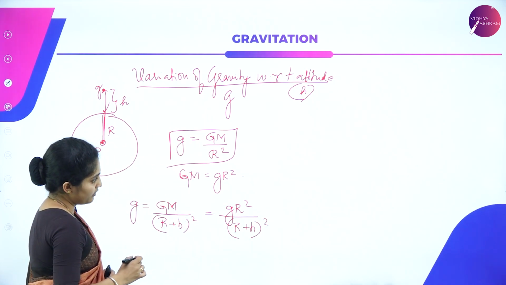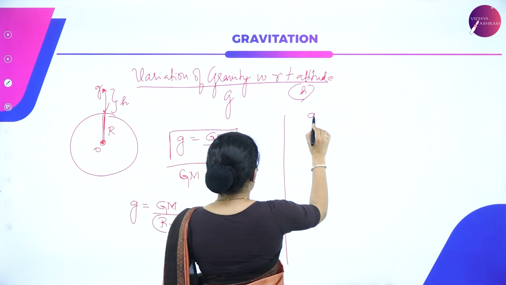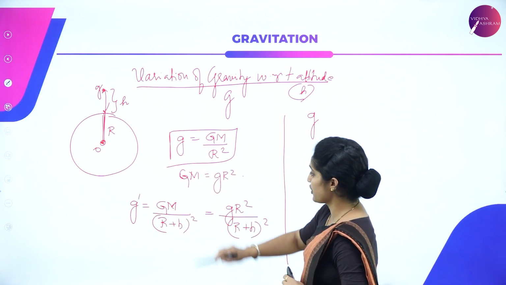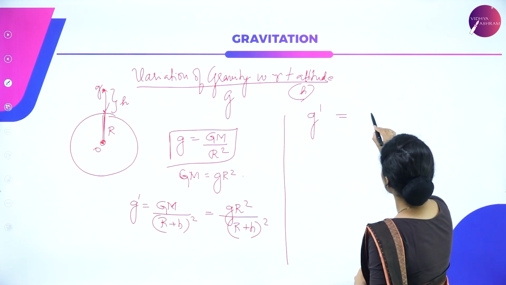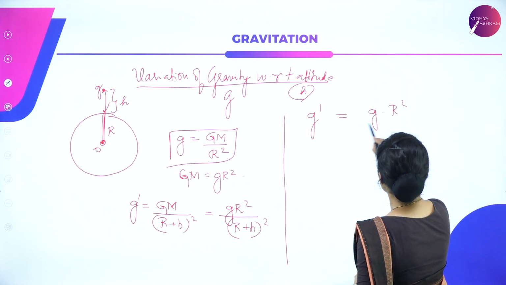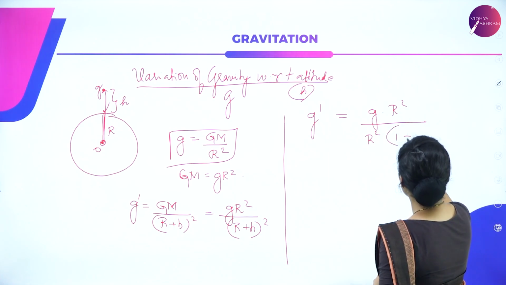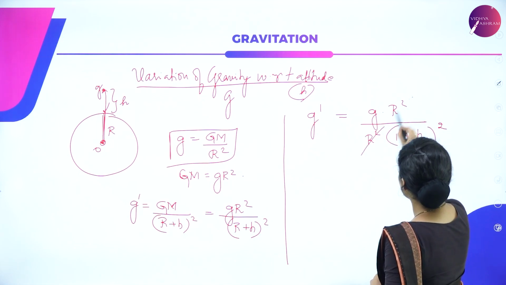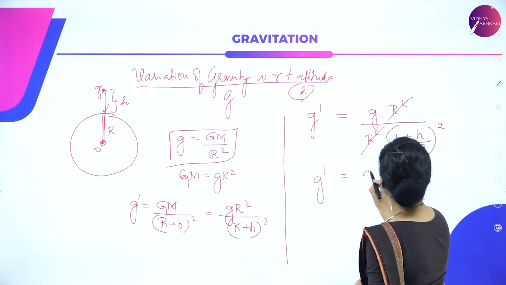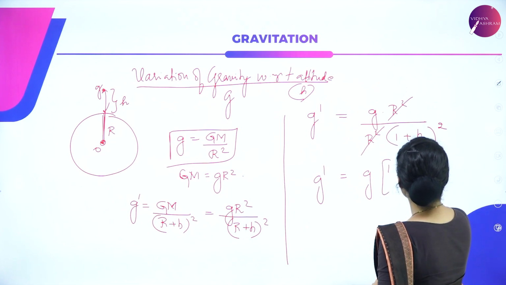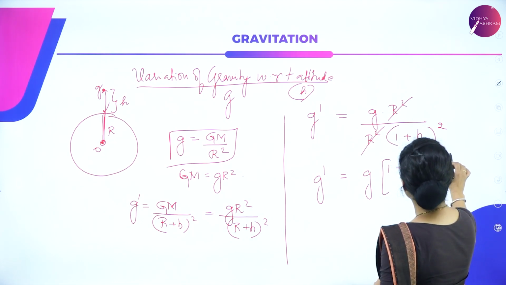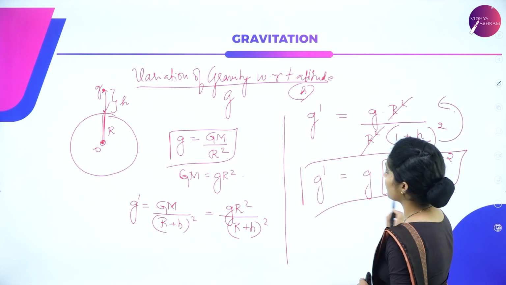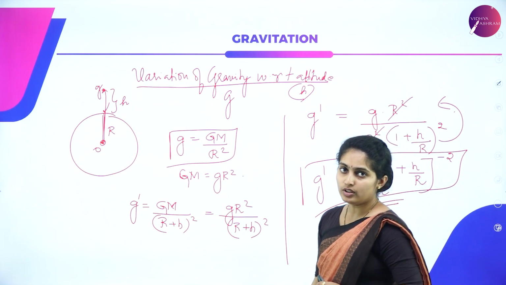Taking R square outside, since this is the second acceleration due to gravity, we can call it g dash. This is the general form. g dash is equal to g, taking R square out, R square divided by R square into (1 plus h divided by R) the whole square. So R square cancels, and we have g dash is equal to g into (1 plus h by R) to the power minus 2, since it comes to the numerator. This is the final expression for the variation of gravity with respect to altitude.